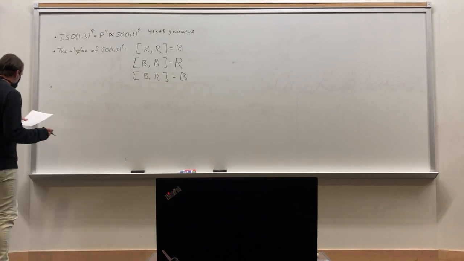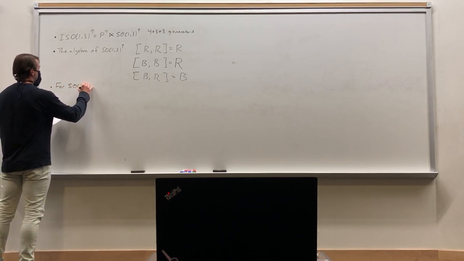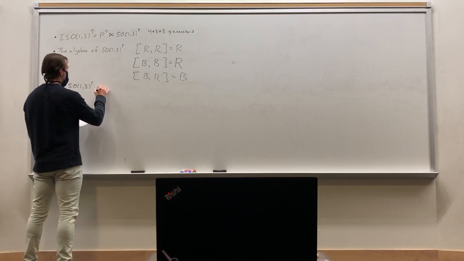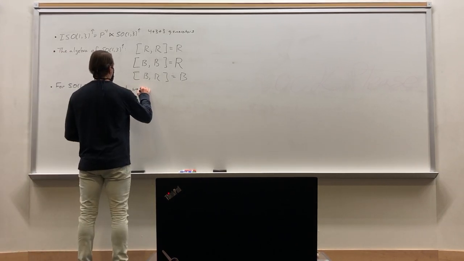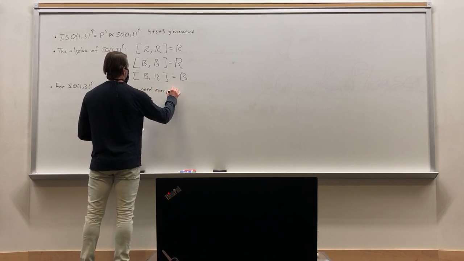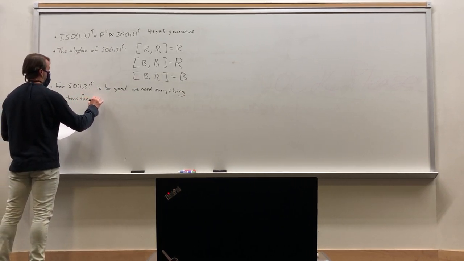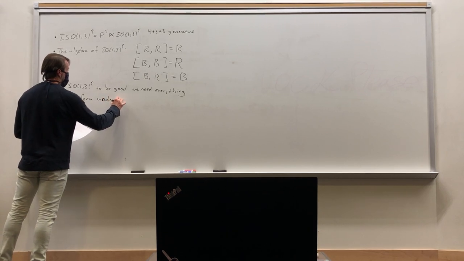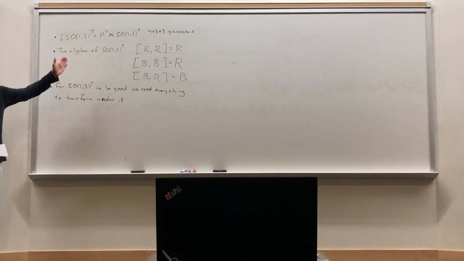Now, I'll skip the third commutator and just go straight to the fourth. For SO(1,3) up to be a symmetry, we need everything to transform under it. Now, these transformations can be written as just numbers, actually, if you're using the identity, the highly degenerate representation. But the fundamental representation, these are 4x4 matrices, and they act on 4-component vectors.